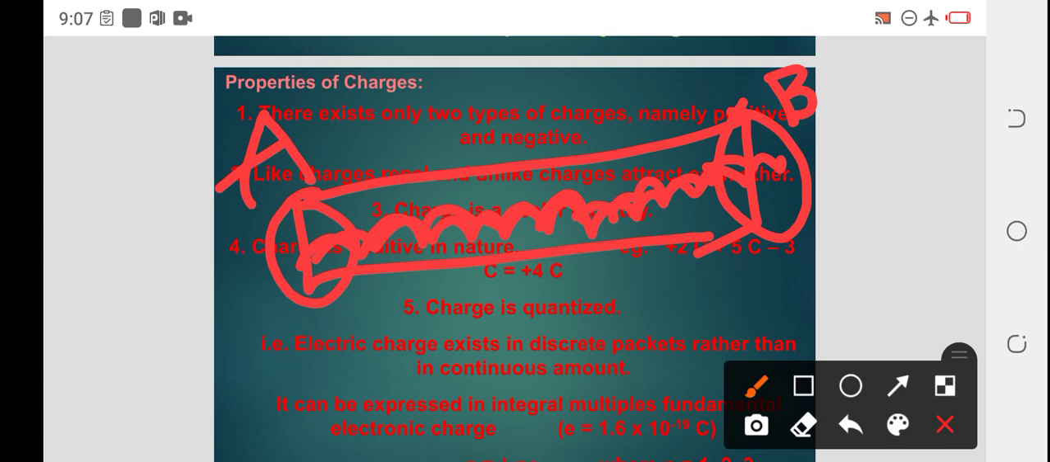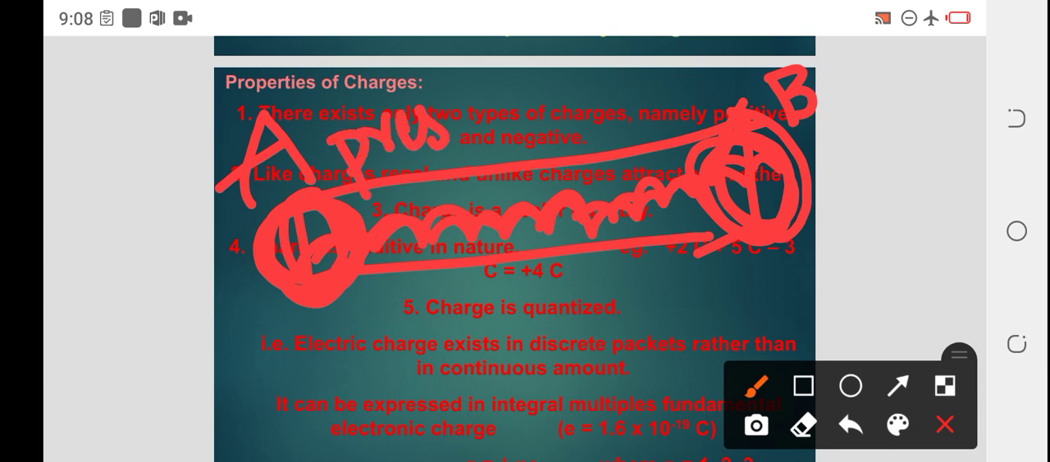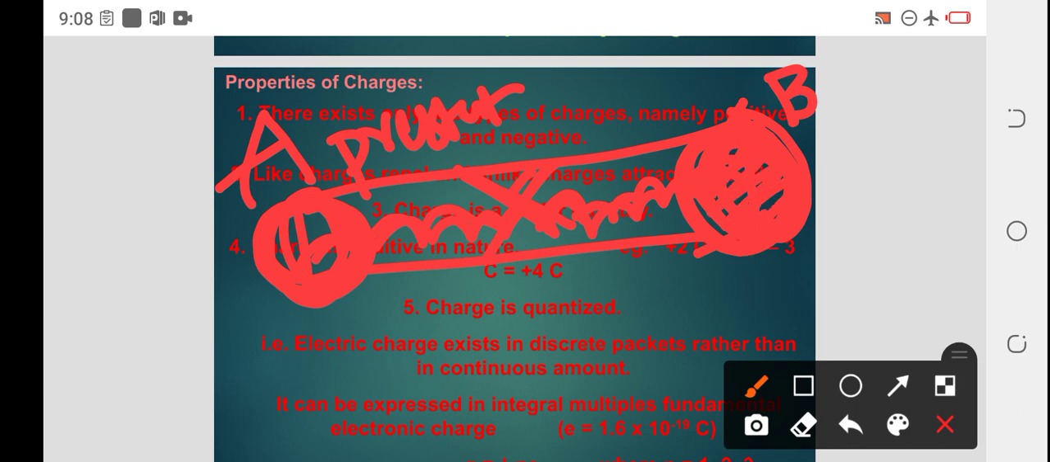At the terminal points A and B, we observe that more electrons are present. At points A and B, there are more electrons when compared to the middle cross-section area, where A and B are the terminals. In this terminal location, more electrons will be present, compared to this area.